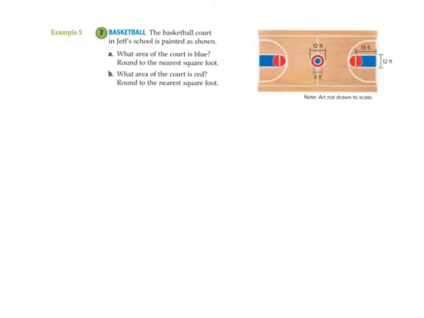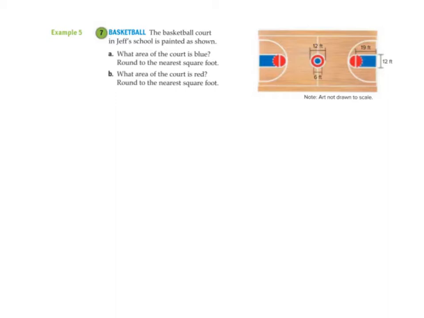Alright, so let's have a look at example 5 in its play. So this is question number 7, the basketball court. It's asking you for two different things. You want A, the area of the blue, and B, the area of the red. Now you can use some of the information from A in order to solve B a lot quicker. Alright, but let's have a look at what you've got.